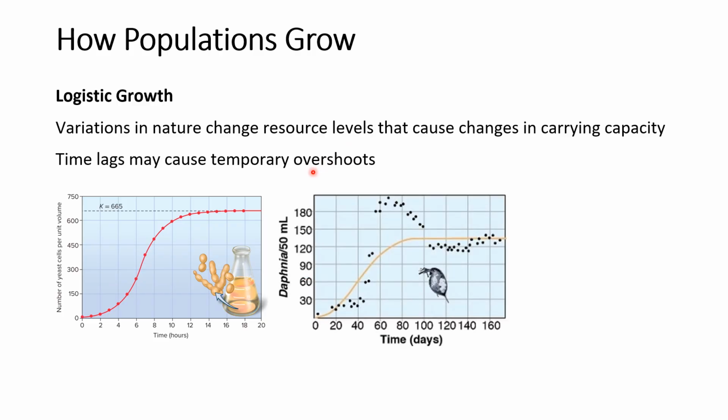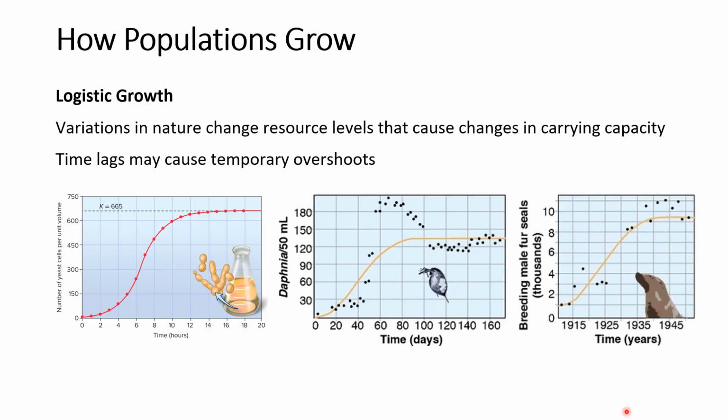Sometimes you might have what we call overshoot. This is looking at Daphnia in a culture, a little water flea. You can see it's growing exponentially, and then it has overshot its carrying capacity, and then notice the R value would actually become negative, causing the population to decline to stabilize at the carrying capacity.